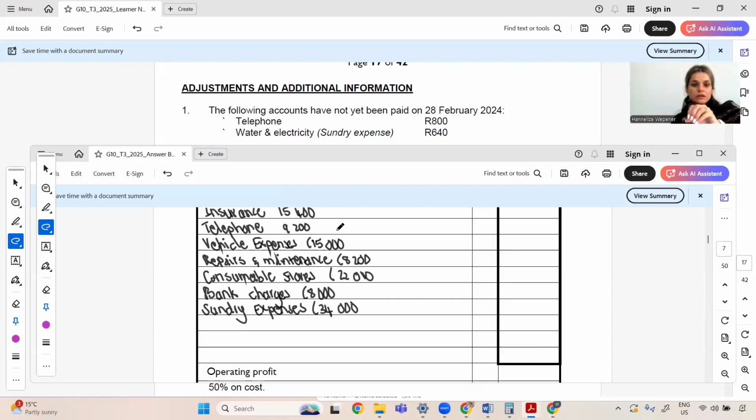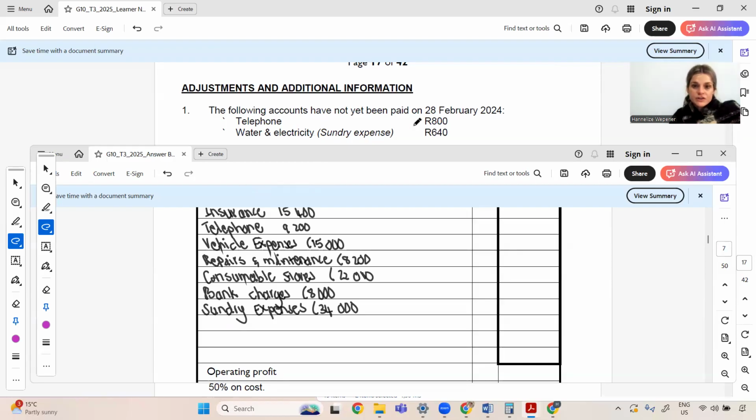Okay. So the following accounts have not yet been paid, meaning that in our books currently, we are not yet showing the telephone for 800 Rand and the water and electricity that's included in sundry expense, the 640. So in other words, we must now go and record that. So what we usually would have done is we would have said we're going to add the expense and then credit bank because we've paid. However, now we haven't yet paid. Therefore, we will credit our accrued expense. Okay, so whatever is not in your books yet, you must now show that in your SACCI.